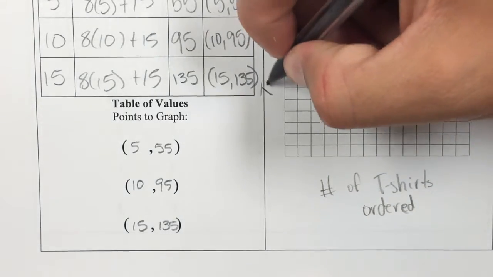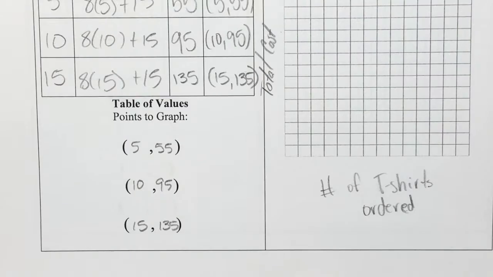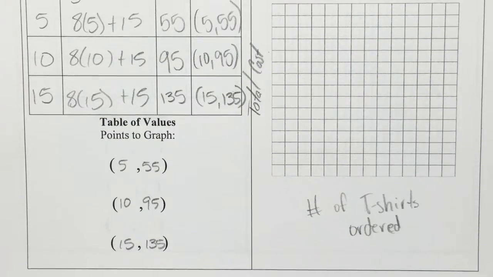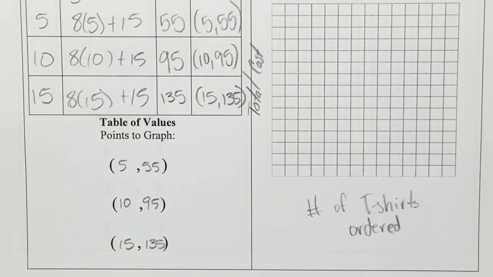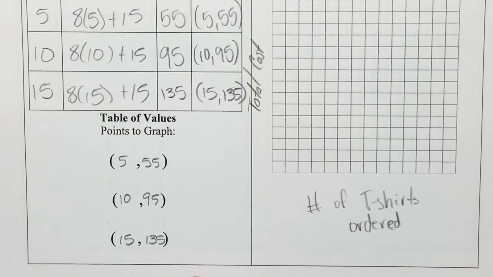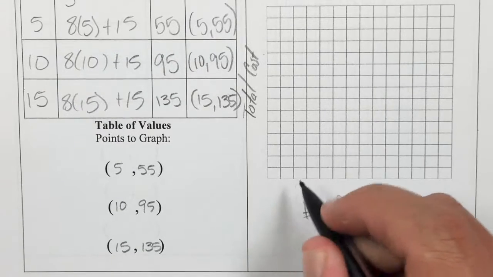And your Y value is still total cost. Okay, now when we do our numbers, you got to make sure you have enough. Now, 5, 10, 15, that's not too hard. But what's going to be hard to make sure that it's on there is the Y values. So you got to make sure that you leave yourself enough room to get 55, 95, and at least 135 on there. Okay, so I'll go something like this.